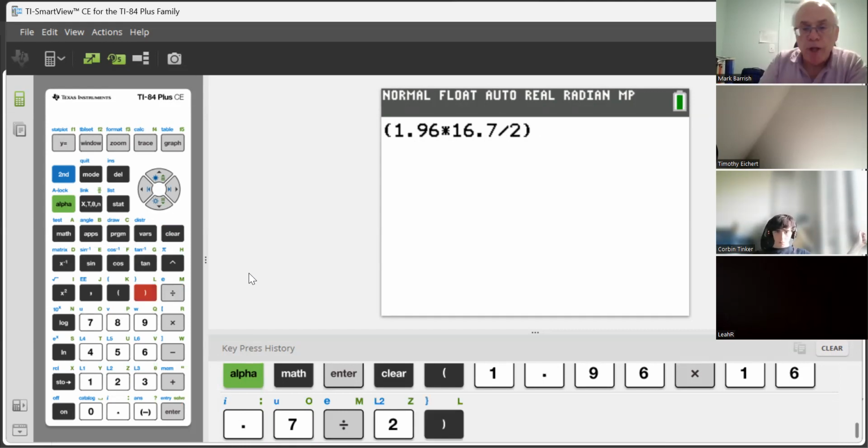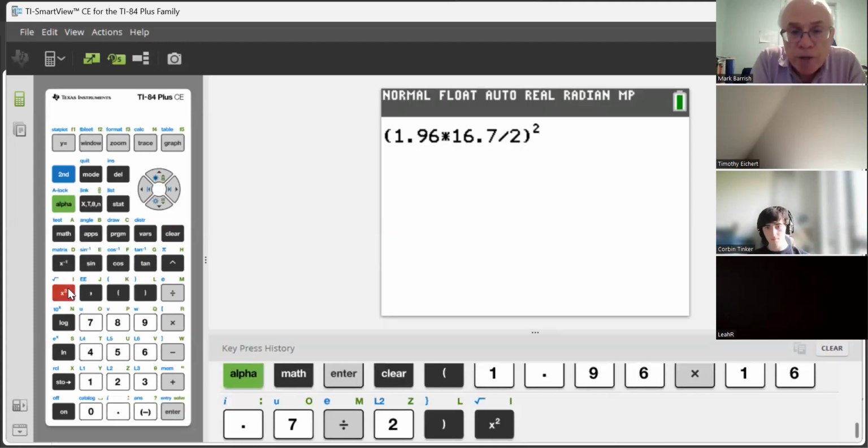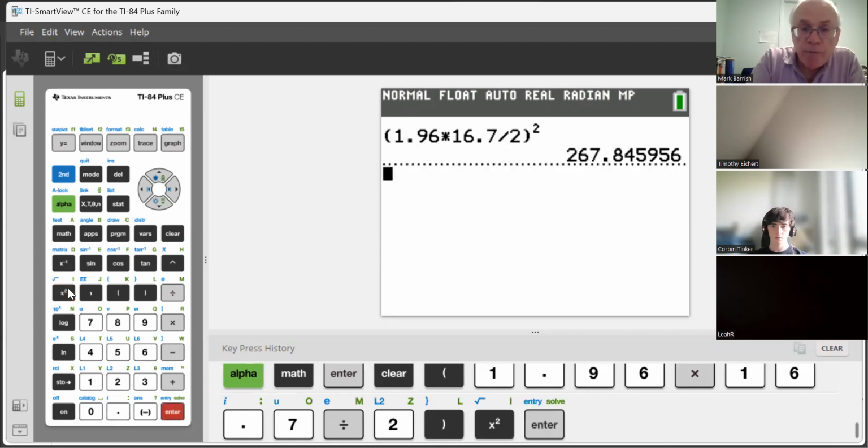Now, you may want to at this point hit enter and then square, but that is unnecessary since you have used these parentheses. This is why you use parentheses, because you're going to square. There is a square button right here, right below the square root. If you simply click square, notice that it squares everything inside the parentheses, and the cursor comes down to the regular level. And if you hit enter, there's your answer. Well, almost your answer, because you have to round up to 268.